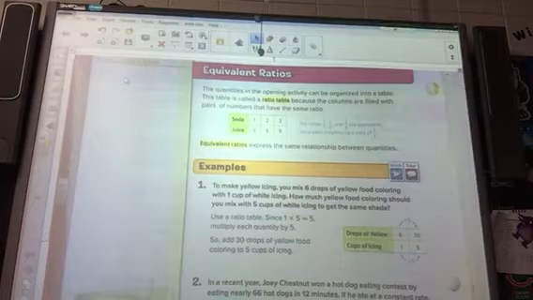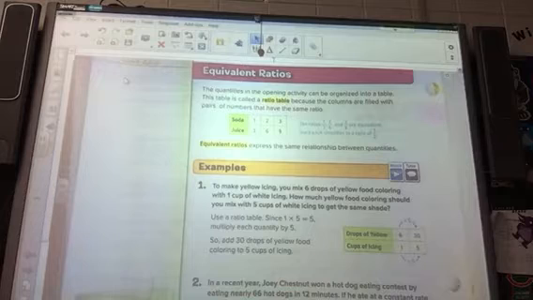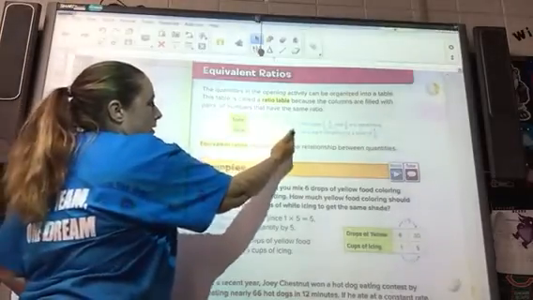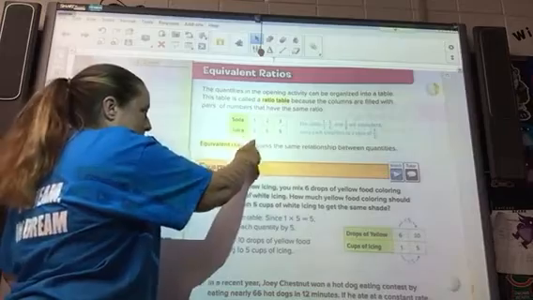All right. So equivalent ratios. Equivalent ratios are quantities in the opening activity that can be organized into a table, and that table is a ratio table. Because columns are filled with pairs of numbers, we have the same ratio. So basically what they're saying is each one of these doubles. They're equivalent because they all simplify back to this.